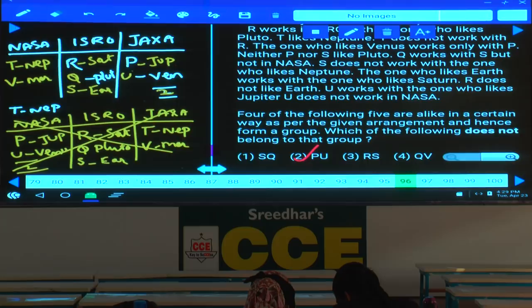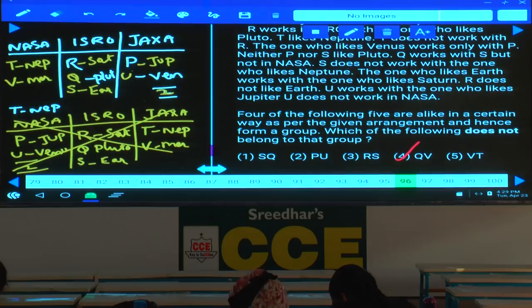Then question number 96. Which of the following is the odd man out? S and Q. Now S and Q are in the same institute. P and U work in the same institute, R and S work in the same, Q and V work in different, and V and T work in the same, except choice 4. In the remaining choices, both the persons are working in the same institute.